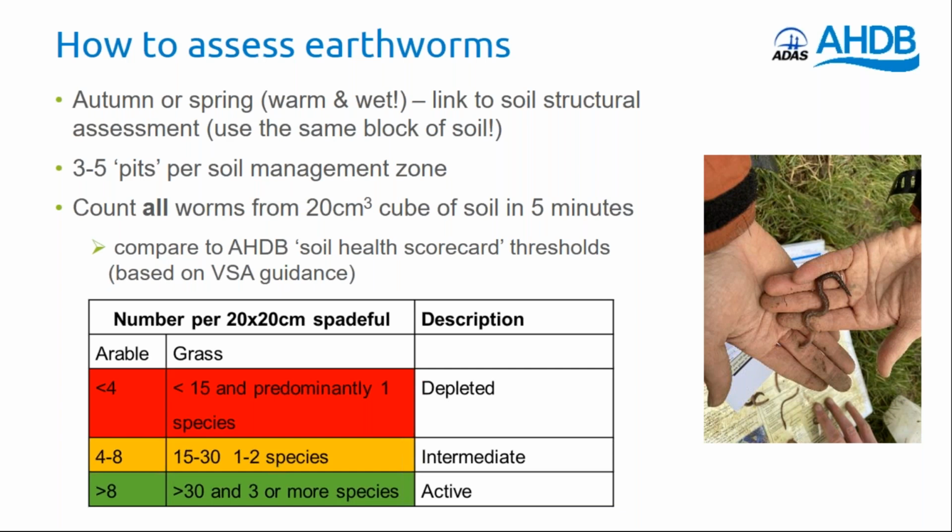For arable soils, less than 4 is considered to be depleted. Obviously in grassland you would expect more earthworms, so we're saying less than 15. And for a good, active population, it's greater than 8 for arable or 30 for grassland. So if we move on to the next slide.